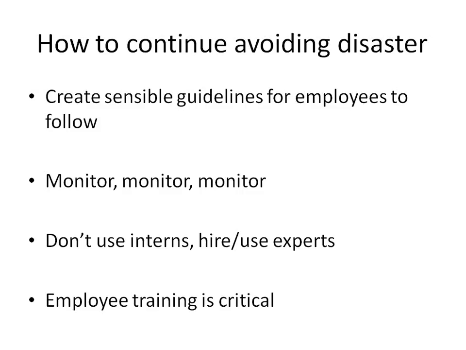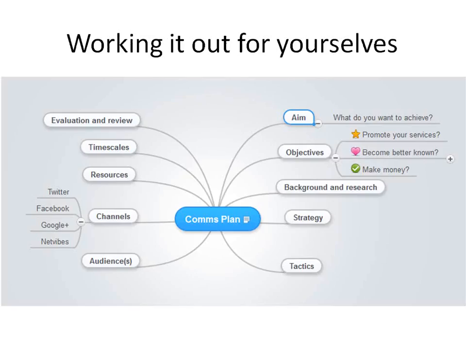You want to have those sensible guidelines. You've got to be monitoring what it is that you're doing. Use proper members of staff. Don't use social media experts. You've got to train and train and train people in what they can and should be doing on social media, and what they shouldn't, of course, be doing as well. Really, you've got to work it out for yourself. You've got to have a comms plan. What's the aim? What are the objectives? You want to look at all of those different elements of your plan to decide exactly what it is that you're going to be doing.